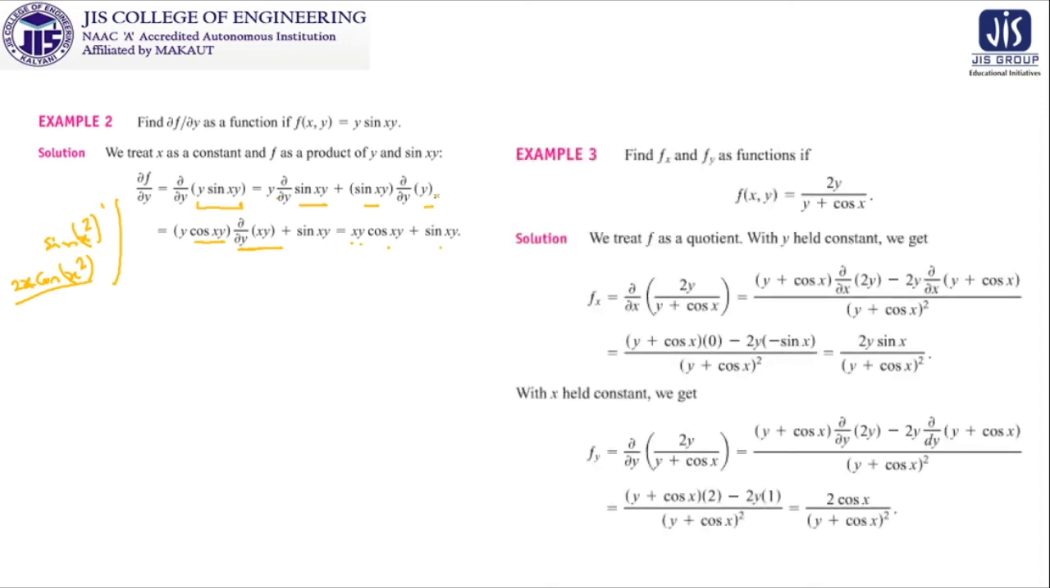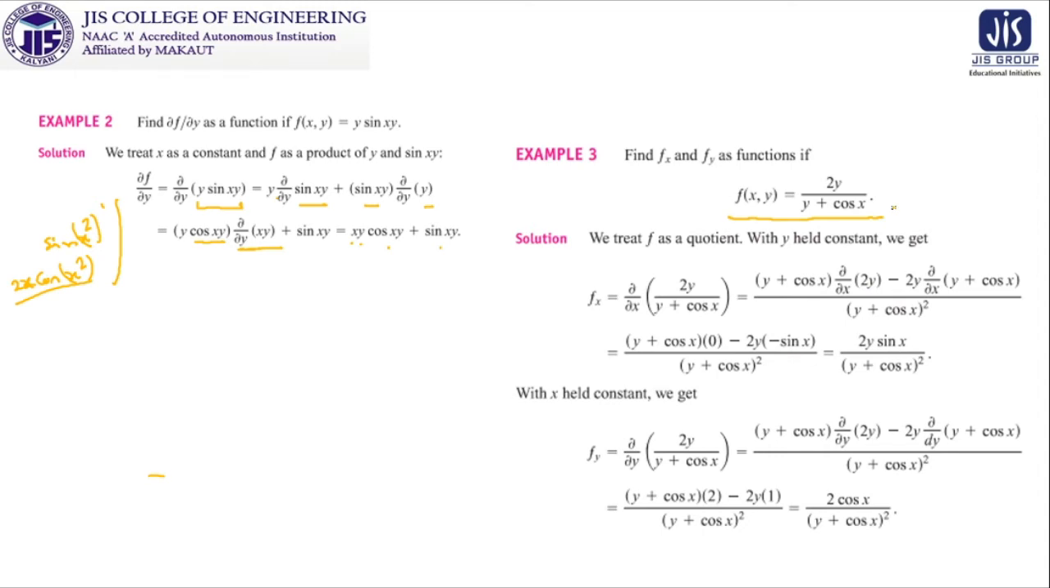Now the next example. Here we are asked to find the partial differentiation of f with respect to x as well as the partial differentiation of f with respect to y. As you saw in the last problem, we used the product rule of differentiation, that means UV. Here we are going to apply U by V. So the problem you get here is of the form f(x, y) is 2x by y plus cos x.